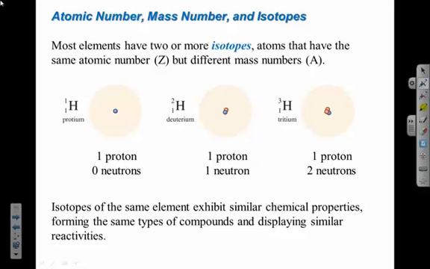That's why the average is so close to 1, because we have to factor in their percentage abundance in nature to get that average. So if I have a sample of hydrogen in nature, the average mass will be just above 1, because these other two isotopes are not very common and they don't really contribute much to the average.